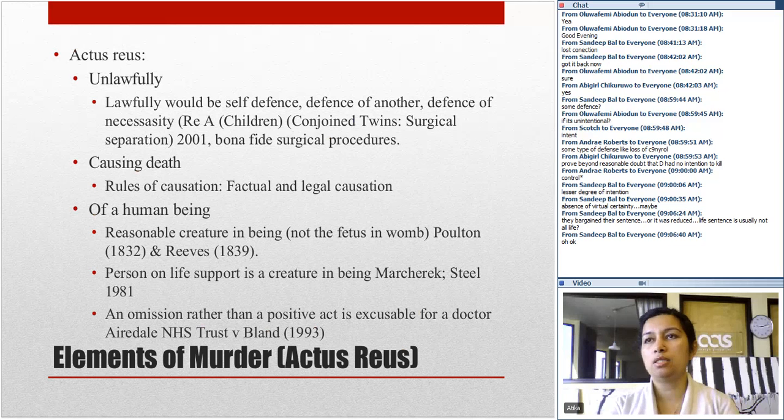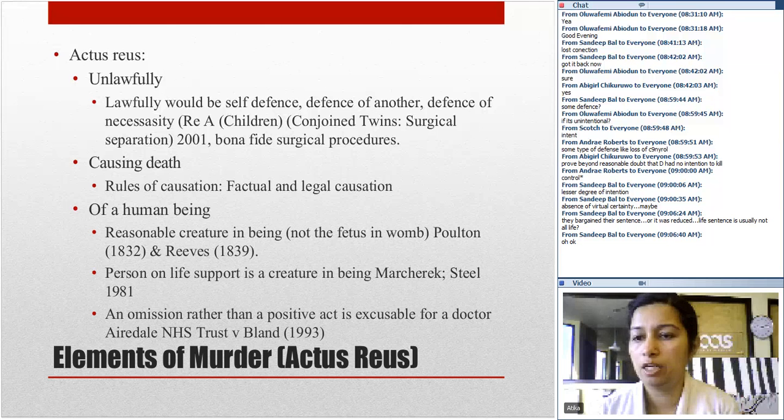It is that there were twins and they were conjoined, connected together on their bodies with each other, and the doctor bona fide, obviously with consent and everything, tried to perform a surgery on them to separate the twins. One of them died. The doctor was held not liable because it was a bona fide surgical procedure. That's what you're in reference to, Re A (Children) (Conjoined Twins: Surgical Separation) 2001 states.